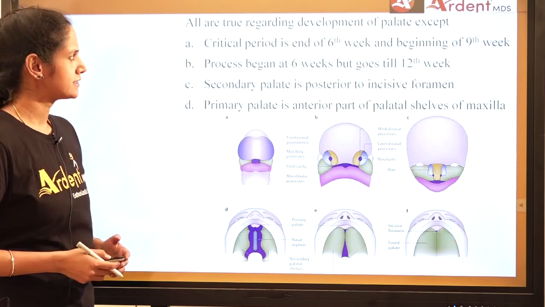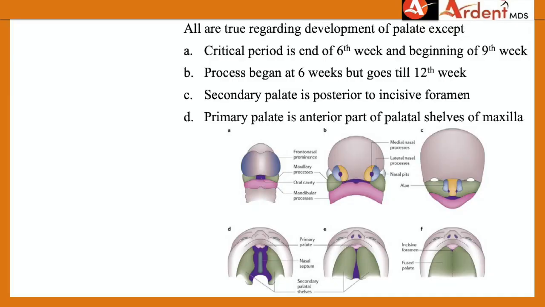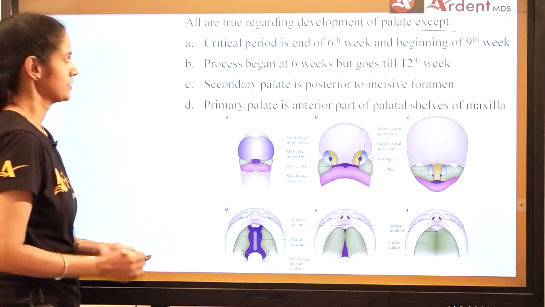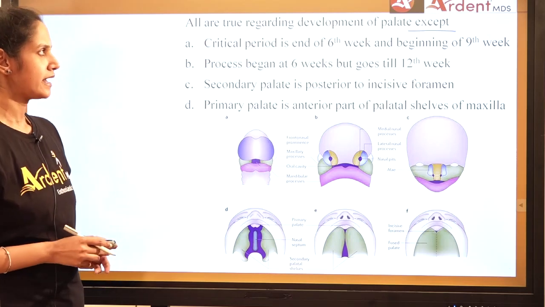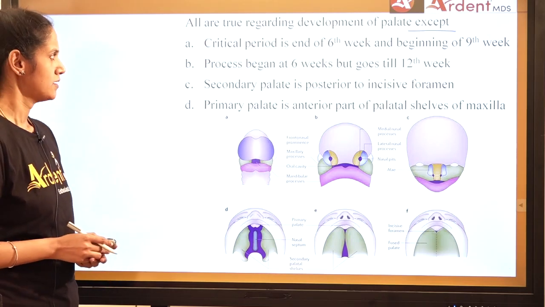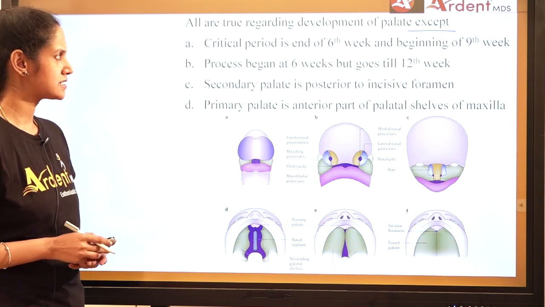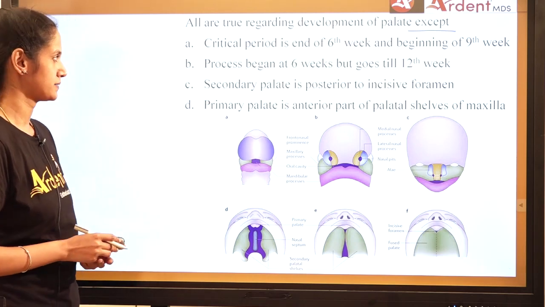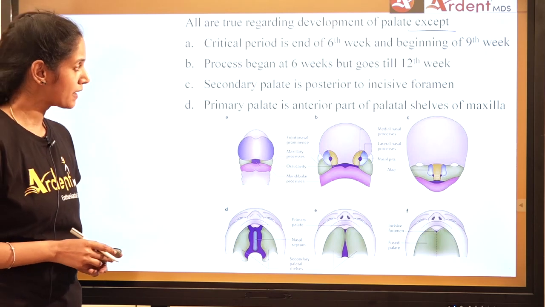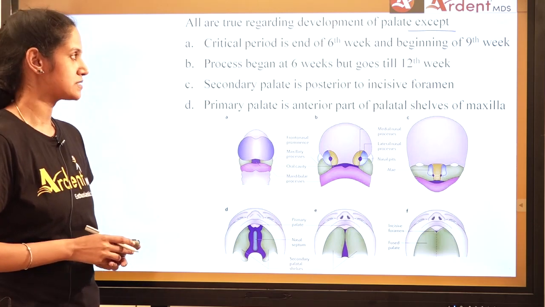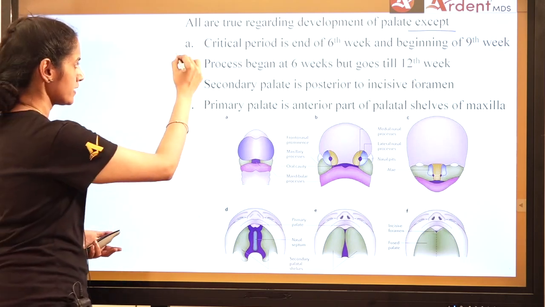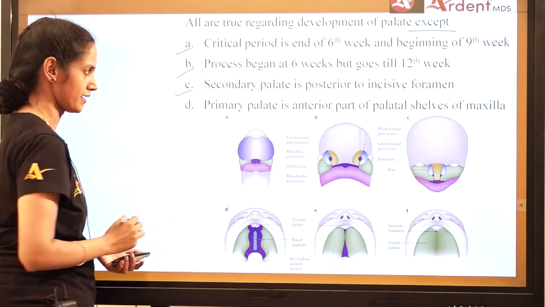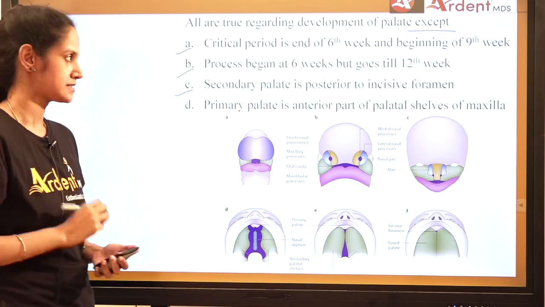All are true regarding the development of palate except, okay? So remember, all are true except. Critical period is end of 6th week and beginning of 9th week. Process begins at 6th week but goes till the 12th week. The secondary palate is posterior to incisive foramen. Okay, all these to an extent are fine. But look at the final sentence here.